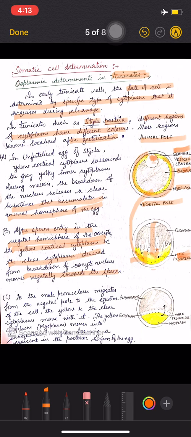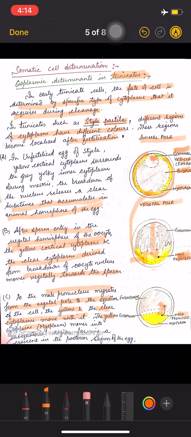So after the sperm entry into the vegetal hemisphere, the myoplasm, which is yellow in color, and the clear cytoplasm start moving towards the vegetal pole of the egg, right? In the next diagram, you can see the male pronucleus migrates from the vegetal pole to the equator of the cell, right? As it moves from the vegetal pole to the equator, the yellow cytoplasm, that is myoplasm, and the clear cytoplasm move with it, right? So first they will move towards the equator.